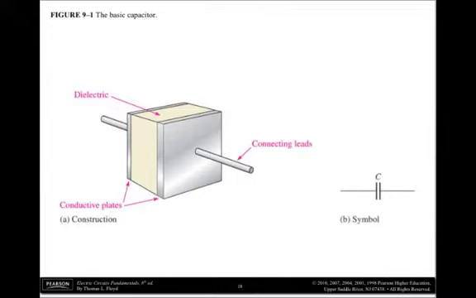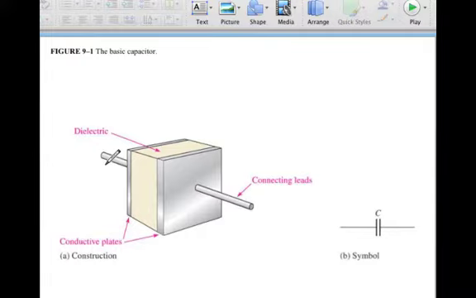Next, I'm going to go over capacitors, a small component used in circuits, AC or DC, to store electricity in an electromagnetic field. In this slide, you'll see the dielectric, which is a non-conductive material in between two plates of metal with connecting leads. On the right side is the diagram symbol for your capacitors, represented by a C.